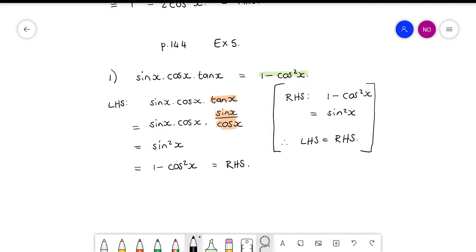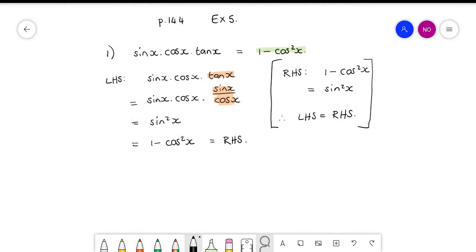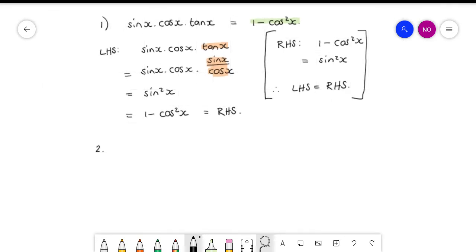Okay. Let's have a look-see here. Number 2. I'm looking for a way to prove that that is true.